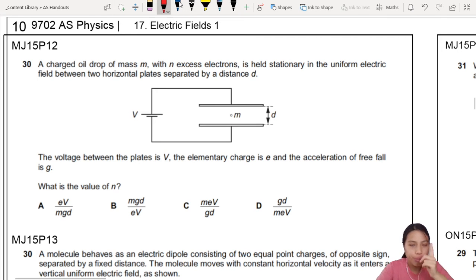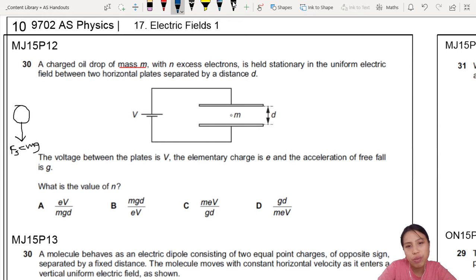A charged oil drop. Oh, they talk about oil drop. Remember we say oil drop, the mass is quite big. Okay, so we have mass m with n excess electrons, held stationary in the uniform field between two horizontal plates separated by distance d. Let's draw it out to see what's happening. So first you will have an oil drop, pretty big one, some mass m which will cause it to have gravitational force, mg, and also it will experience an electric force.